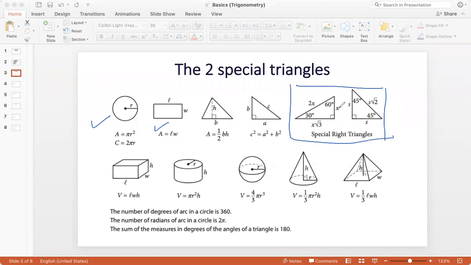So the side opposite 30 is x, opposite 60 is x√3, and opposite 90 is 2x. So I can find any ratio, sine, cos, or tan from this. And similarly for the 45, 45, 90 triangle. So you don't really have to memorize the values of these ratios.